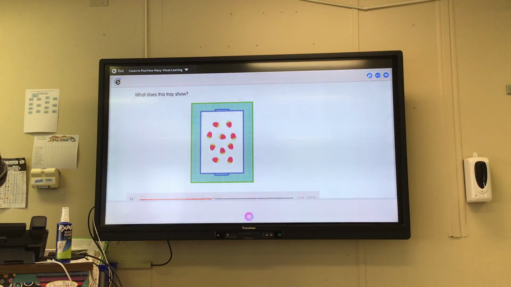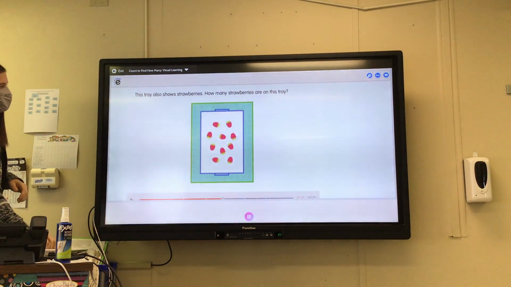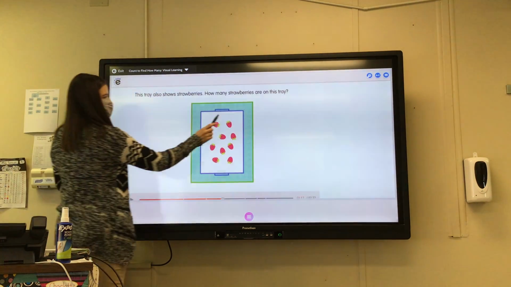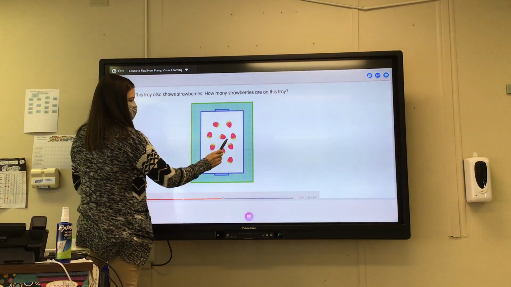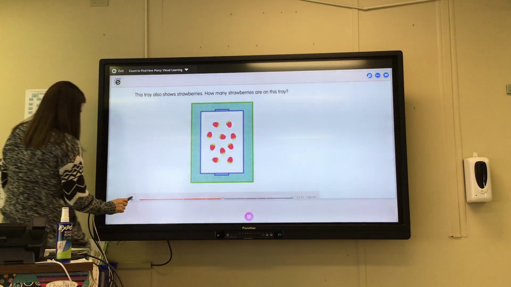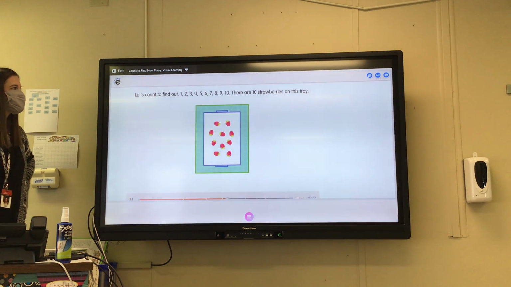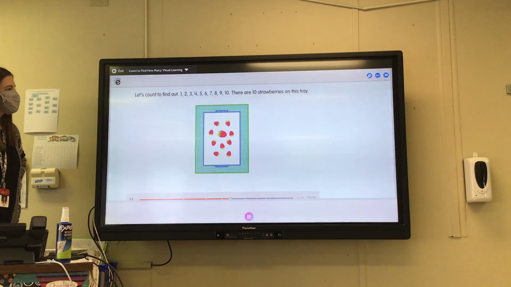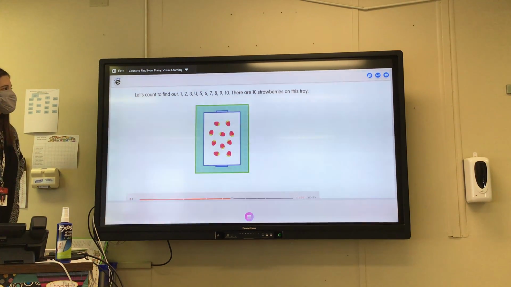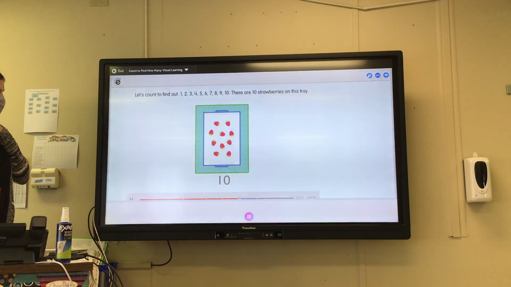What does this tray show? This tray also shows strawberries. How many strawberries are on this tray? Are there 10 on that tray? 1, 2, 3, 4, 5, 6, 7, 8, 9, 10. Let's count to find out. Ready? 1, 2, 3, 4, 5, 6, 7, 8, 9, 10. There are 10 strawberries on this tray.